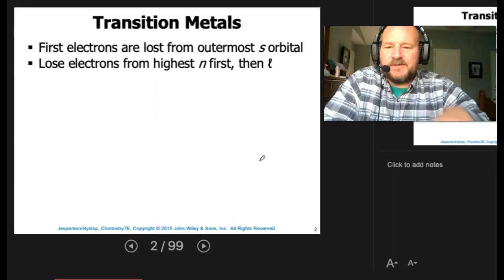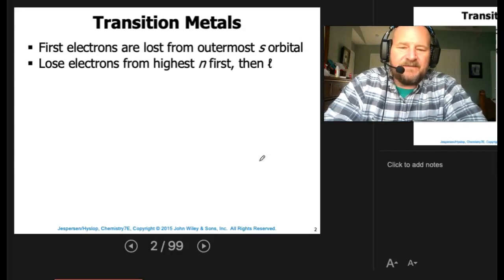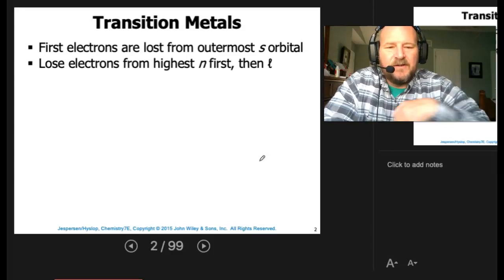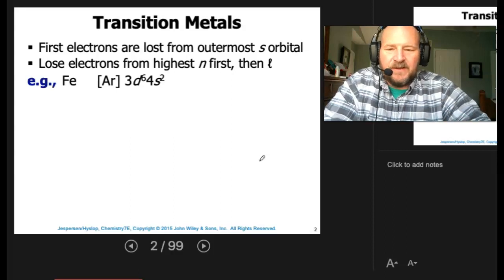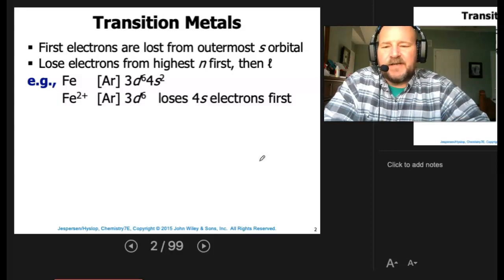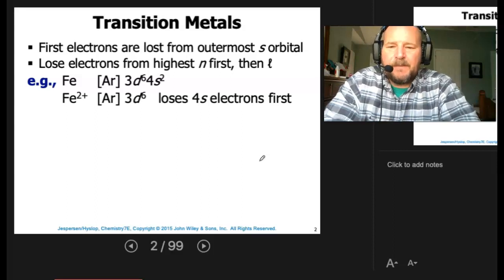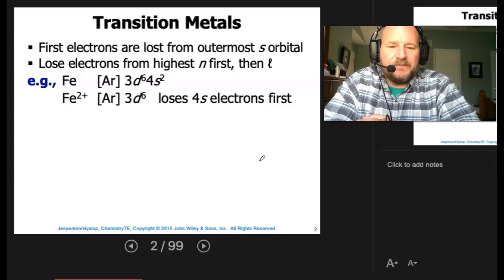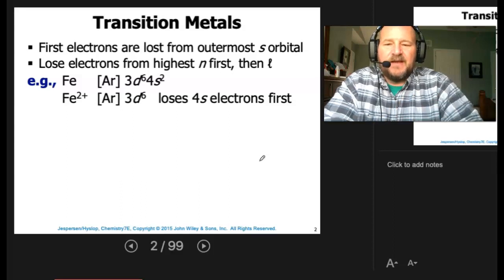So in other words, we'll lose electrons from highest n first, then from L. So let's take iron. Iron's electron configuration is argon 3d6 4s2. Okay, so here Fe2+ is going to lose 2 electrons, and we're going to lose them both from the 4s because it's got the higher n value. Then we would start to take electrons away from the L.